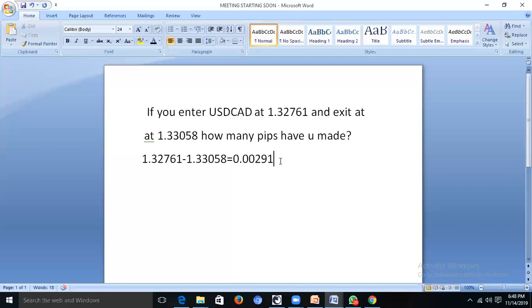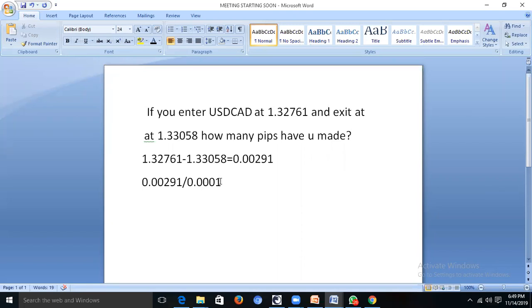Or, after doing this, you can divide 0.00291 by 0.0001. Because the pip is the fourth decimal number, you're going to calculate this 4 times. So you divide this number by this particular number. This is the formula, since the pip is the fourth number.